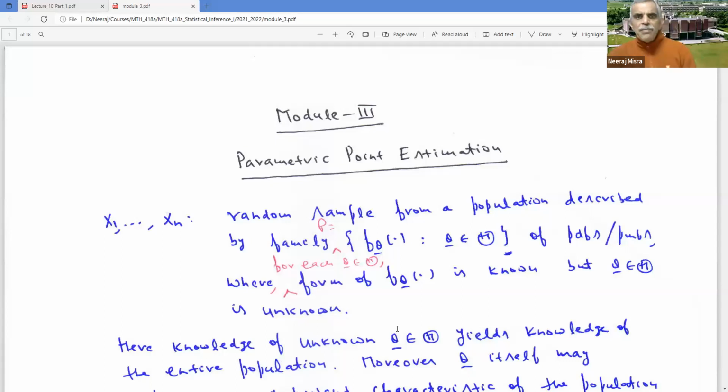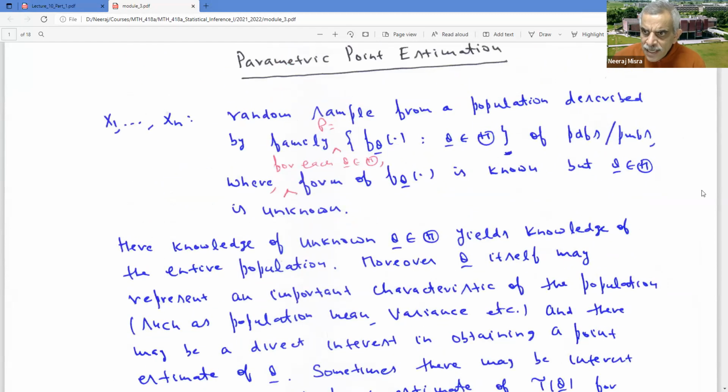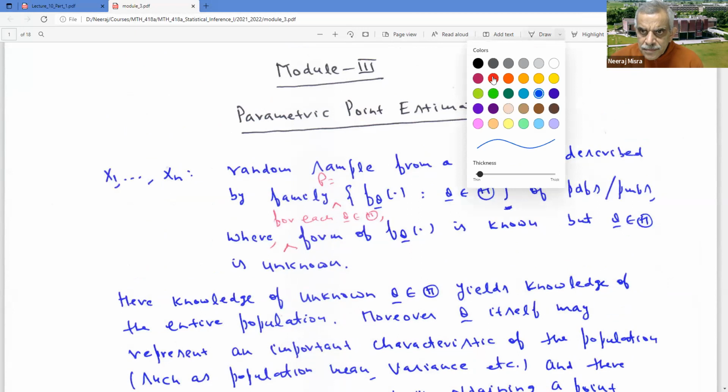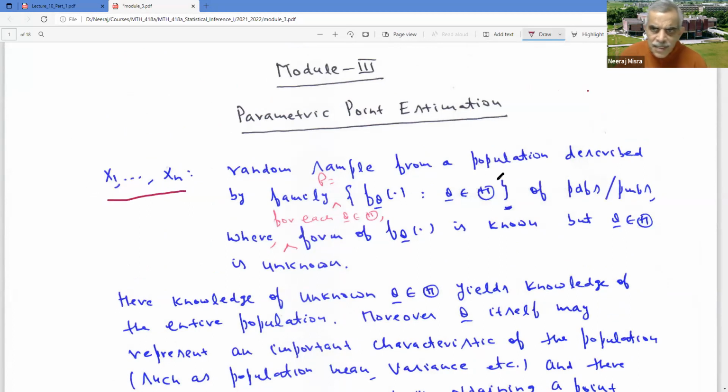Let me share my screen. I'm going to start a new module, which is about parametric point estimation. Now, this introduction you might have already done at your bachelor's level, but let me repeat it again. So I have a random sample x1, x2, ..., xn from a population described by a family P, which is f theta, theta belonging to Theta. So I am dealing with parametric statistical inference. The functional form of f theta is known. The only thing unknown is this parameter theta.